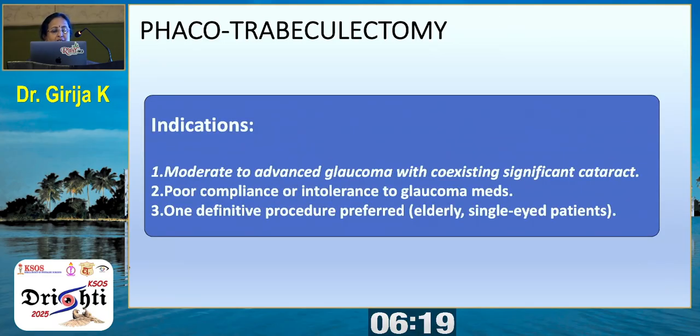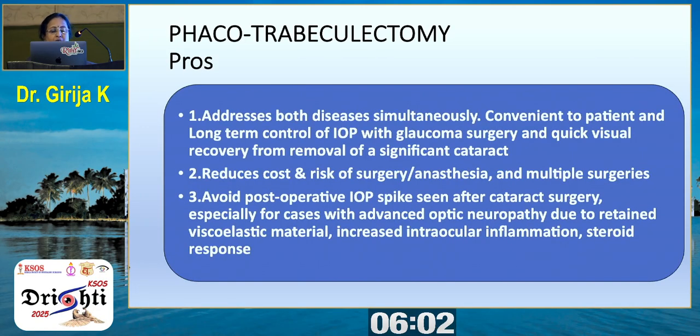So phacotrabeculectomy, where these two procedures are combined together, is for moderate to advanced glaucoma with coexistent significant cataract, when the patient has poor compliance or intolerance, and in elderly single-eyed patients where one definitive procedure is preferred. It can address both diseases simultaneously, it is convenient to the patient, it reduces the cost and risk of surgery, and multiple surgeries are avoided. It also avoids the postoperative IOP spike, which can be due to retained visco, inflammation or steroid response.